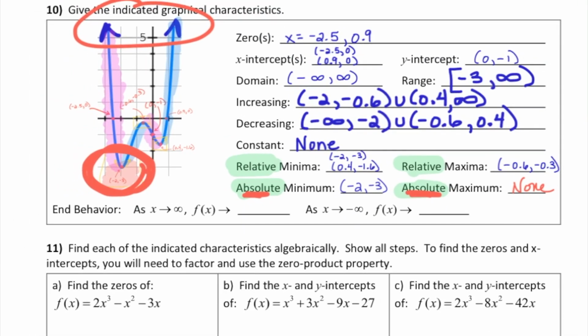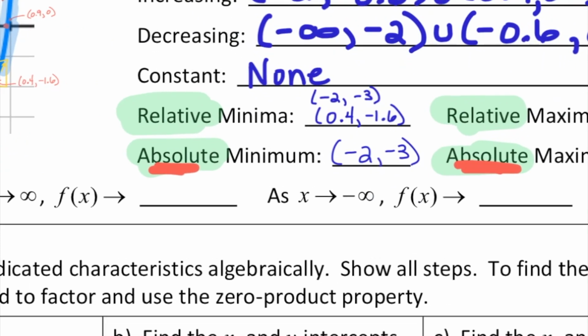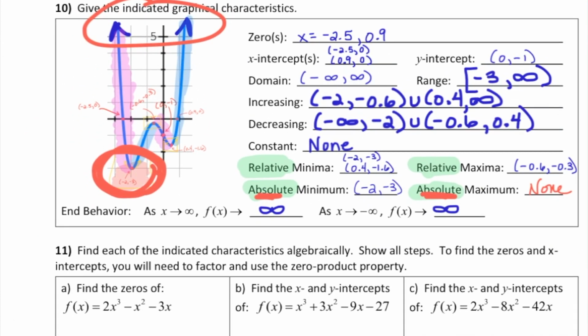And then for end behavior, both ends of this graph are going up. Your end behavior in this unit is either going to be up or down, positive or negative infinity. And we'll get into what happens with end behavior of functions that have a horizontal asymptote or some other odd thing going on when we get into unit 7. So for now, positive or negative infinity, both ends are going up, so both answers are positive infinity.